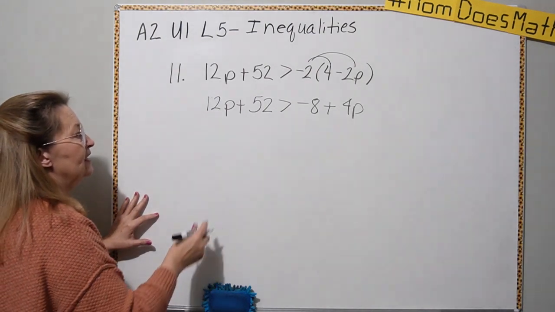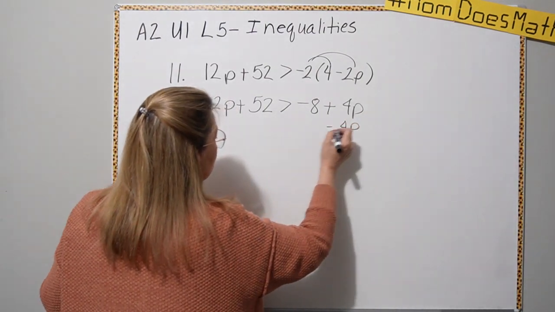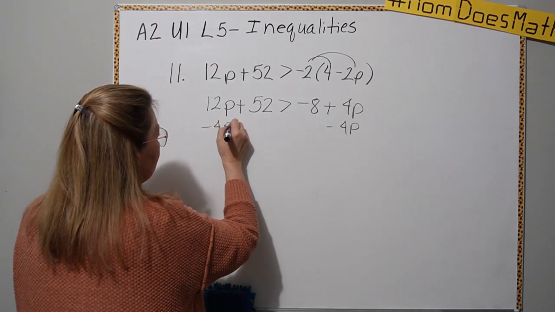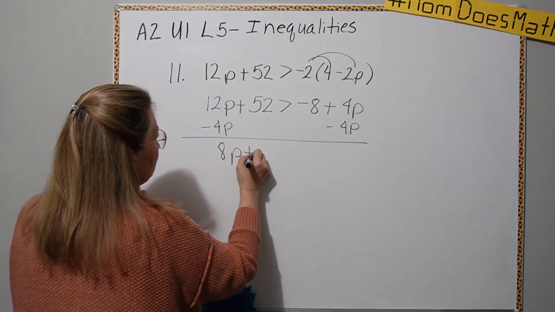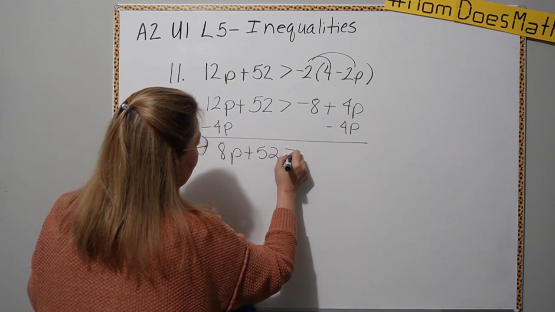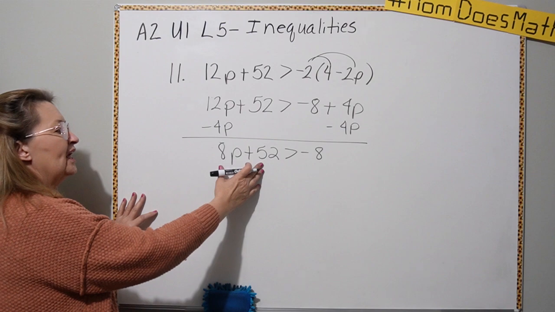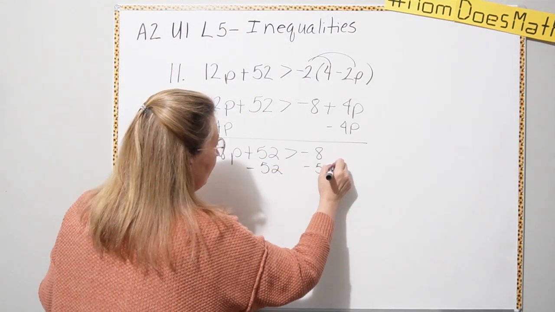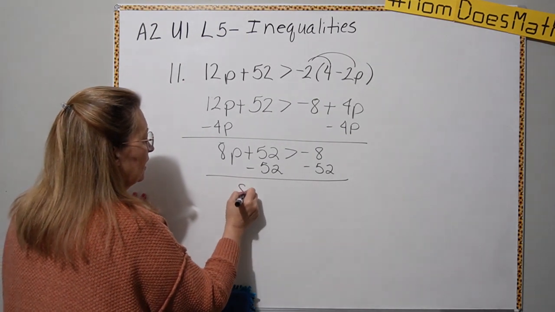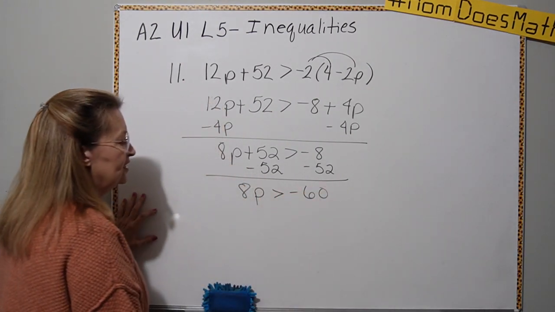My next thing is I've got a 12p and a 4p. I've got to get rid of one of them. So I'm going to subtract 4p from each side. Now I have 8p plus 52 is greater than negative 8. Next is to eliminate the 52. It's been added, so to eliminate it, I'm going to subtract it. Now 8p is greater than negative 60.